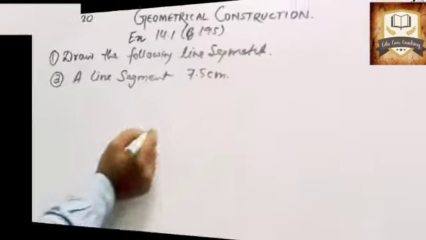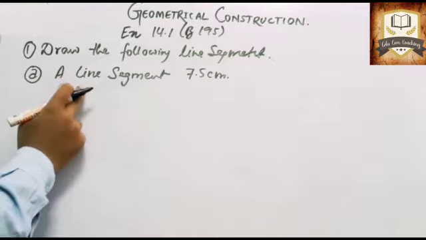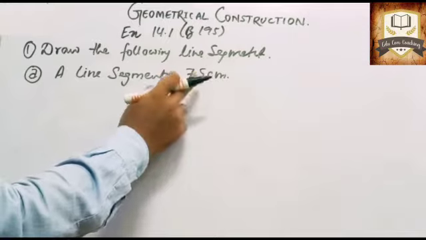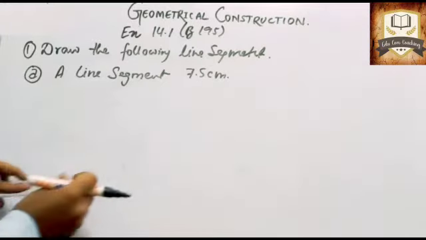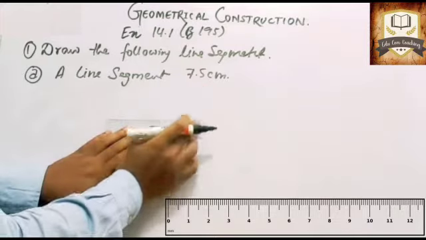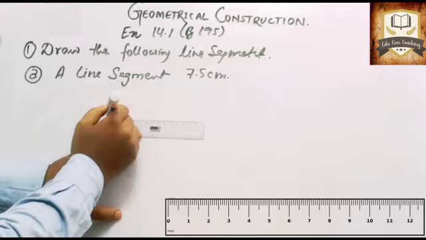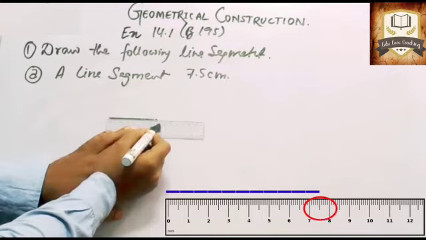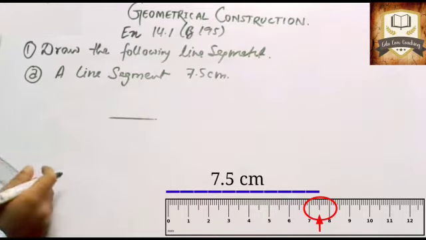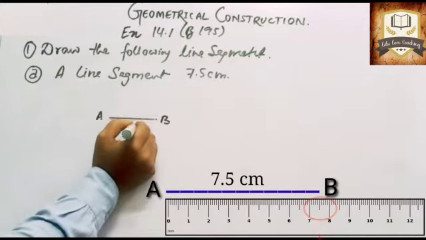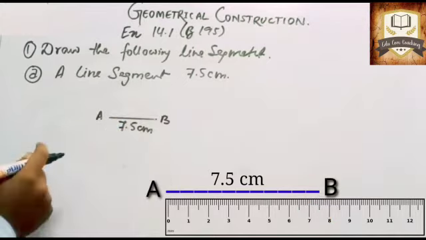Okay, so this is your line segment, and you have to draw it. So for drawing the line segment of 7.5 cm, you need the help of a ruler. So here is a ruler and I am going to draw a line segment of 7.5 cm. Here is a basic point and this is how, 7.5. So A and B is 7.5 cm. So this is how you have to draw a line segment with a given length.